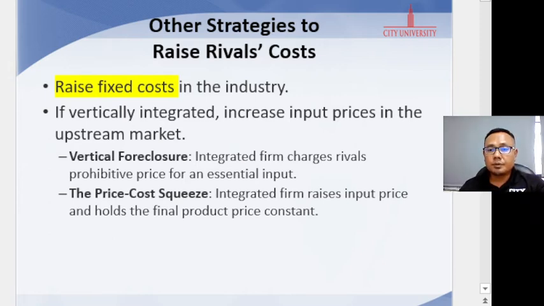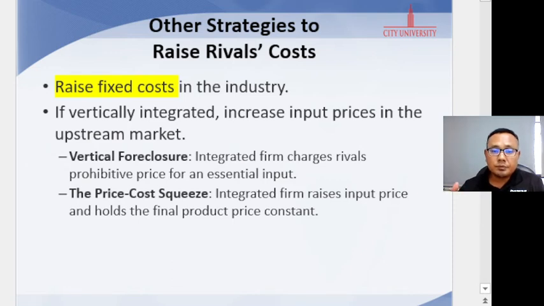Vertical foreclosure occurs when a firm that controls an essential upstream input competes against other firms in the downstream market. By refusing to sell the needed input to other downstream firms, it forces them to seek out less efficient substitutes, which increases their cost of production. When no substitutes are available, the rivals are completely driven out of the downstream market because they are unable to acquire the essential input. This is quite extreme, and it is what we call vertical foreclosure.